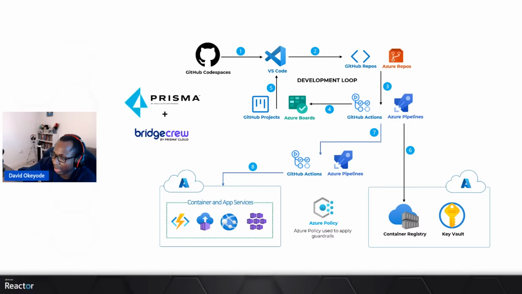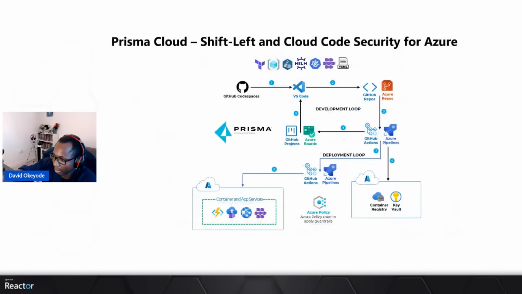What we're talking about here is you want to ensure that at every stage, whether at the development loop or at the deployment loop, you have security as part of the check. So for example, maybe you're authoring your code using GitHub Codespaces with Visual Studio Code, and you push that into source control, whether with Azure Repos or GitHub repos, whichever Microsoft development platform you're currently adopting in your organization.